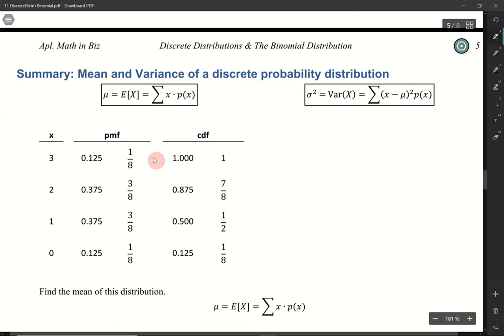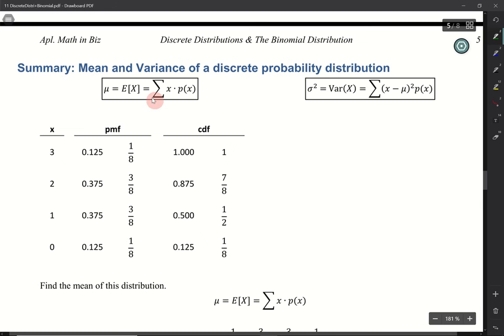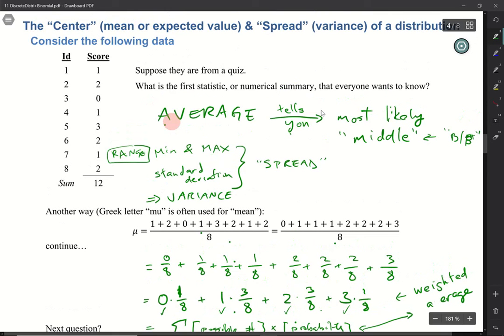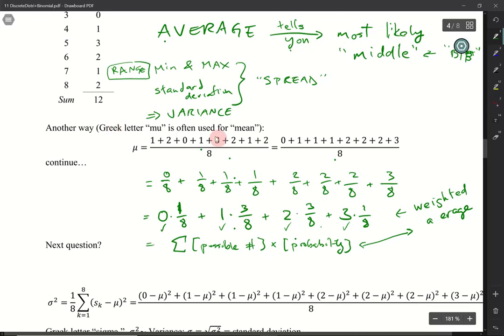Here it is again, where the value 0 happened 1 out of 8 times. The value 1 happened 3 out of the 8 times. The value 2 happened 3 out of the 8 times, and the value 3 happened, similarly to the 0, 1 out of the 8 times. If we multiply by its probability, then we get its expected value, the average. So that's the first question you want to know about any distribution: what's the average? Next, you want to know how spread out it is.